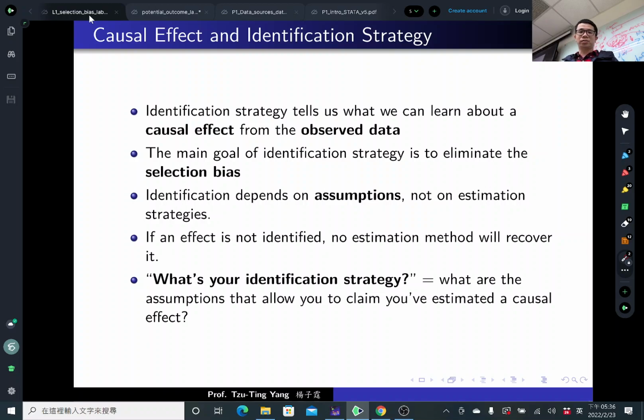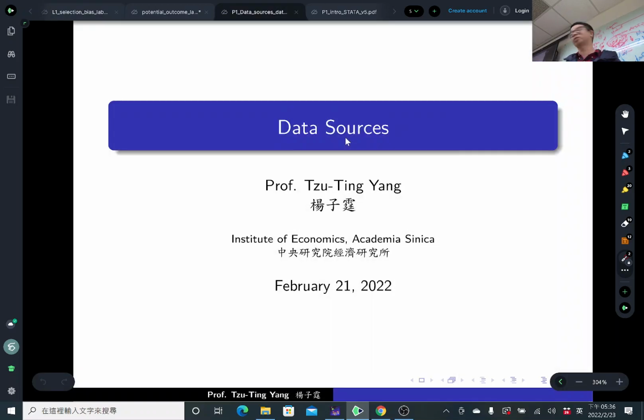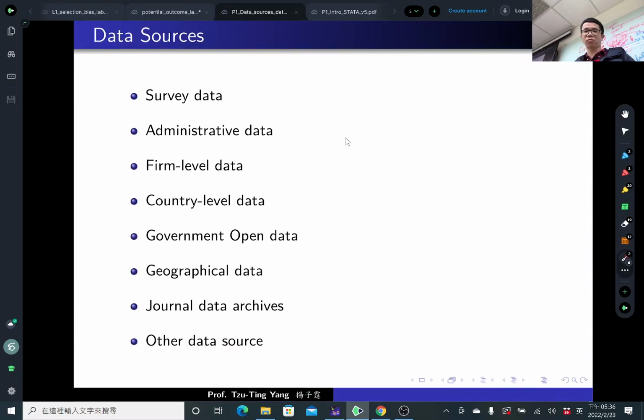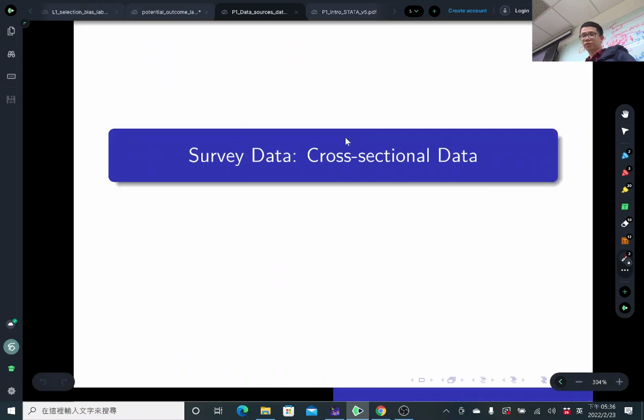Next is your term paper. I would like to introduce several data sources that can help you start a term paper and figure out what research question you want to ask. I will introduce each type. The first is survey data of the cross-sectional type. That means we do not follow the same individual, household, or firm over time. Each year we randomly draw a sample that represents the country's condition. That's cross-sectional data.